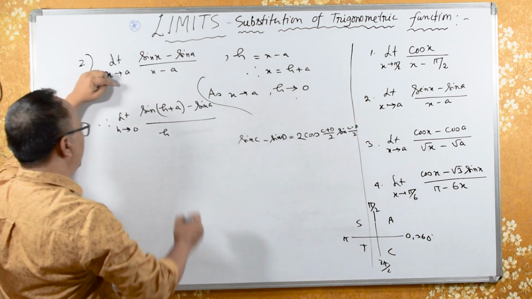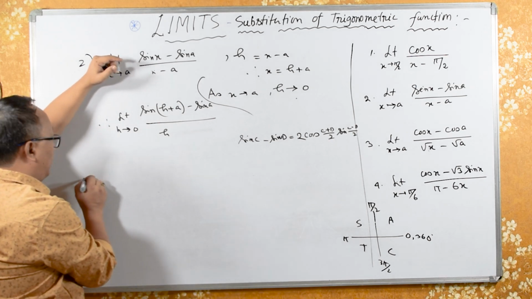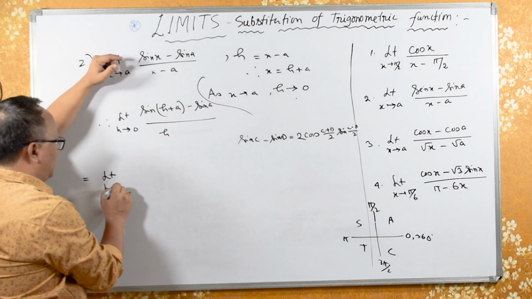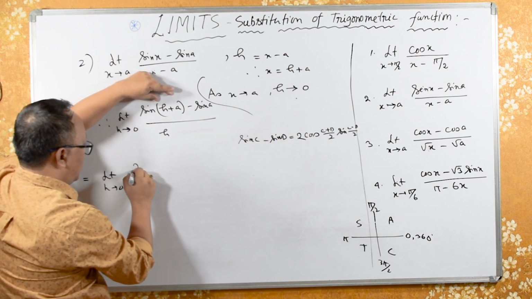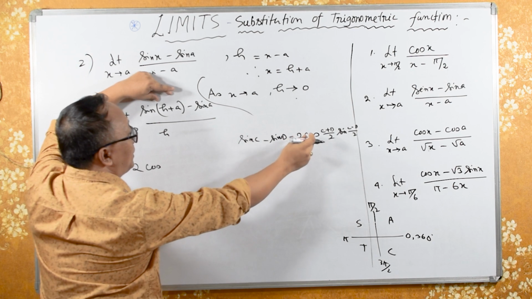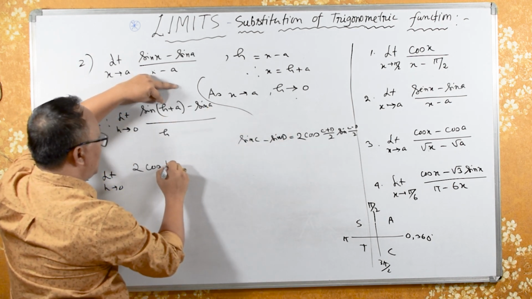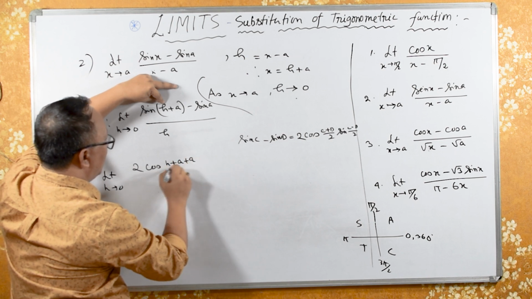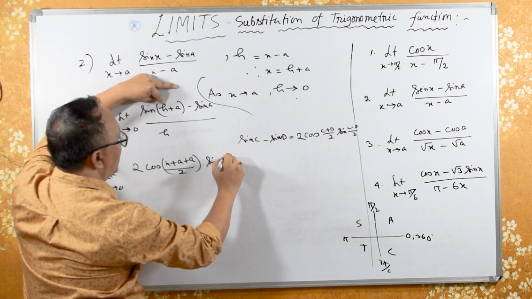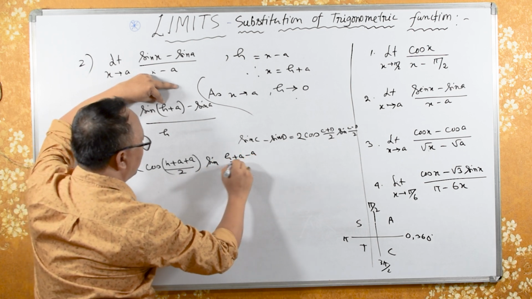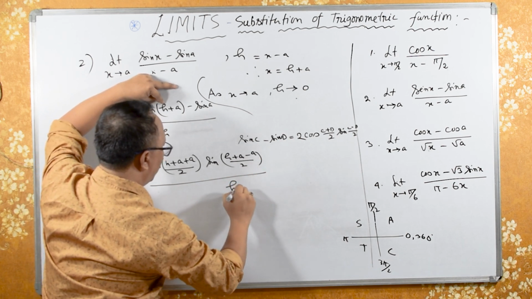Okay. Now let's apply it here. c will be h plus a, d will be a. Therefore, limit of h tends to 0 of sine c minus sine d, which is twice cos of (c plus d) upon 2, where c plus d is h plus a plus a, times sine of (c minus d) upon 2, which is (h plus a minus a) upon 2, all upon h.